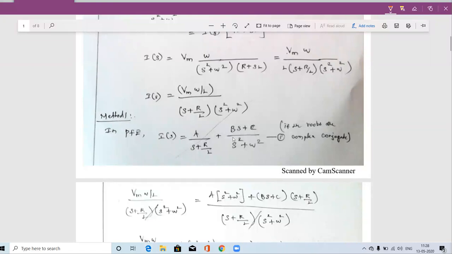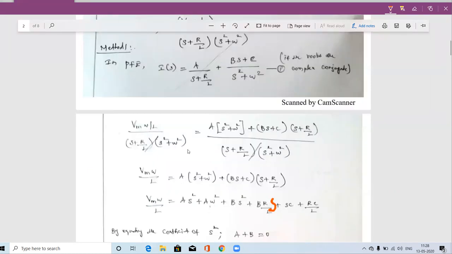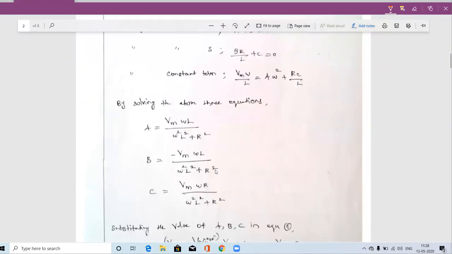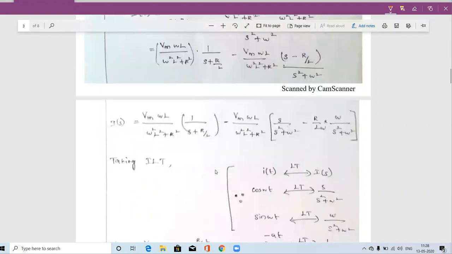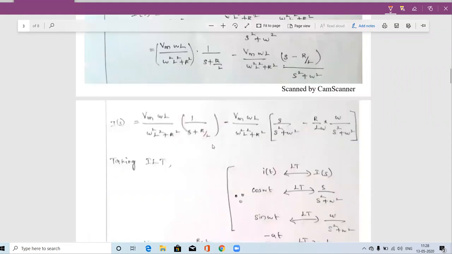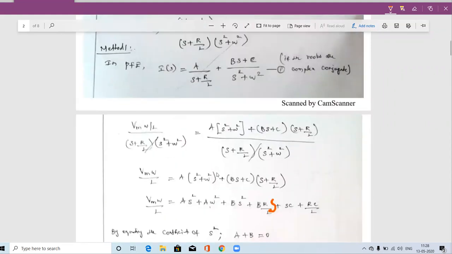Then take the LCM and equate it, and find out the values of A, B, C. So this is the procedure for the transient response of an RL circuit for sinusoidal excitation. It is an important question. They can ask a problem on this, or the derivation, in the university exam.